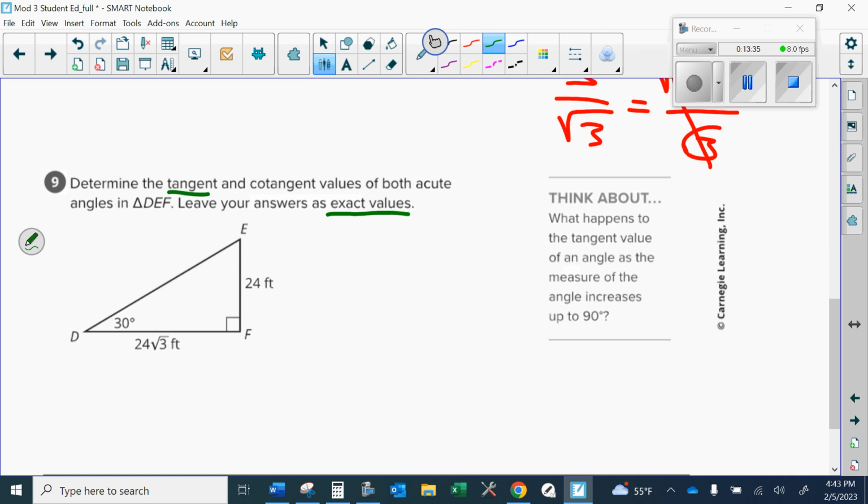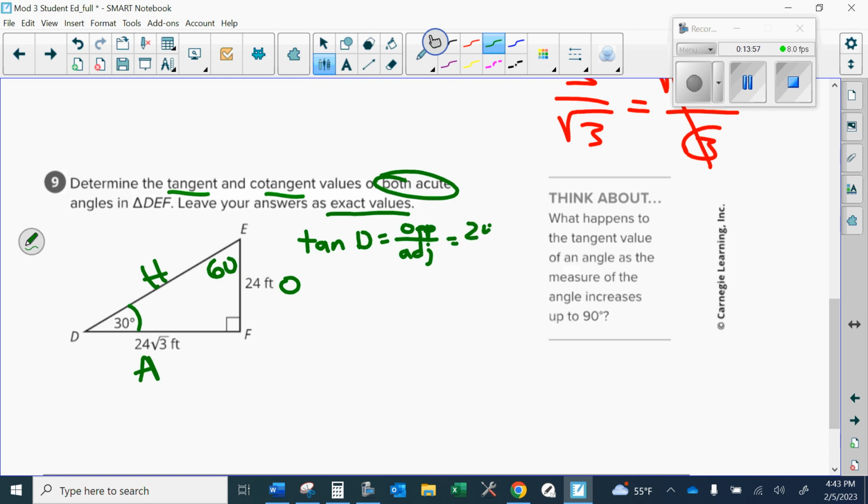So to determine the tangent and cotangent of both acute angles, remember acute means between 0 and 90. So that's the 30-degree side and the 60-degree side. If I do tangent of D, tangent is opposite over adjacent. So I have 24 over 24 root 3. The 24 cancels, so I have 1 over root 3, but remember, no radicals in the denominator, so I must rationalize it. This is where your warm-ups come in. Root 3 over 3.